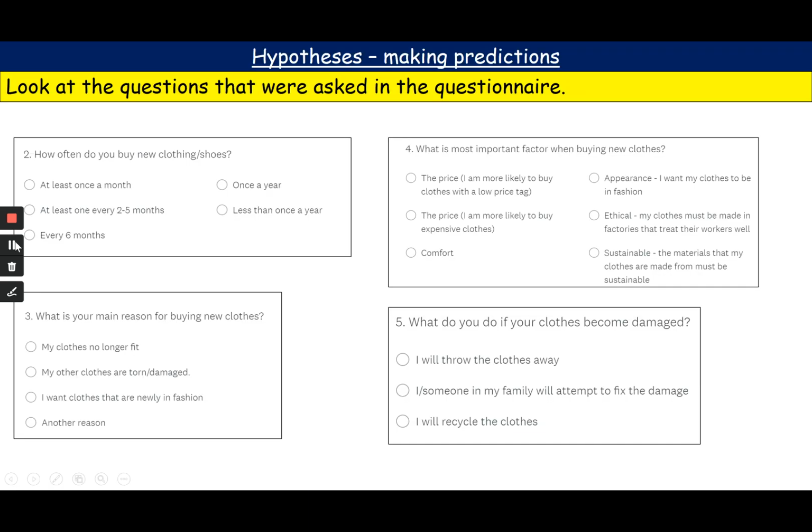Okay, so our hypotheses first. A hypothesis is when you make a prediction, and I'm pretty sure you'll do this in science as well as in geography. Down here are 4 of the questions I asked. There's a couple more than this, but I think we'll just choose these for today's lesson. So I asked: how often do you buy new clothes or shoes? What is your main reason for buying these clothes? What is the most important factor when buying these clothes? And what do you do if your clothes become damaged? So 4 questions we're going to focus on, and we're going to write a hypothesis or a prediction for how each of these questions were answered.